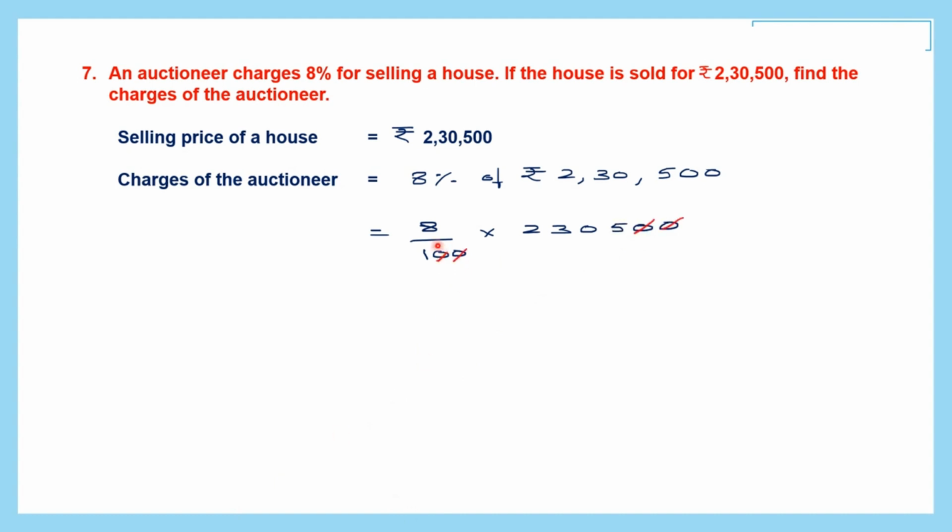Now we have to multiply 8 into 2,305. So when you multiply these two, you get 18,440, 18,440, and this is rupees. So this is the amount that the auctioneer will get if he sells a house for this amount. So these are his charges.